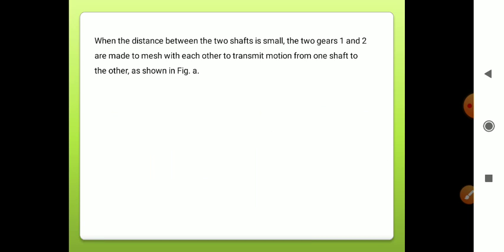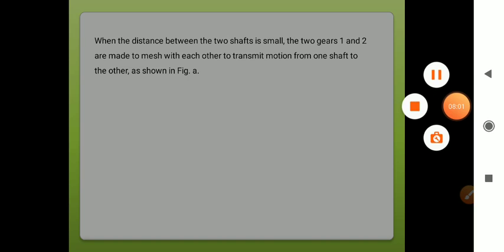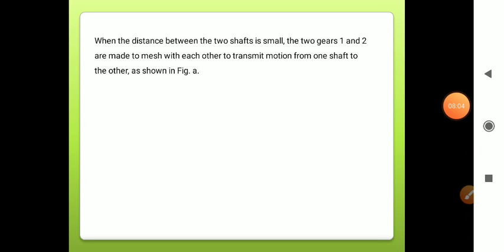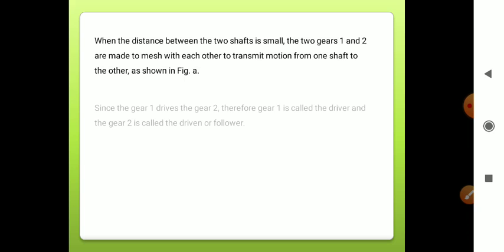When the distance between two shafts is small, the two gears 1 and 2 are made to mesh with each other and transfer motion from one shaft to another, as shown in figure A. That means if the distance between two shafts is small, then we use two gears, 1 and 2, meshing with each other to transmit the motion from one shaft to another. Suppose the distance is slightly large. Since gear 1 is the driver and gear 2 is driven, gear 1 is called the driver and gear 2 is called the driven or follower.